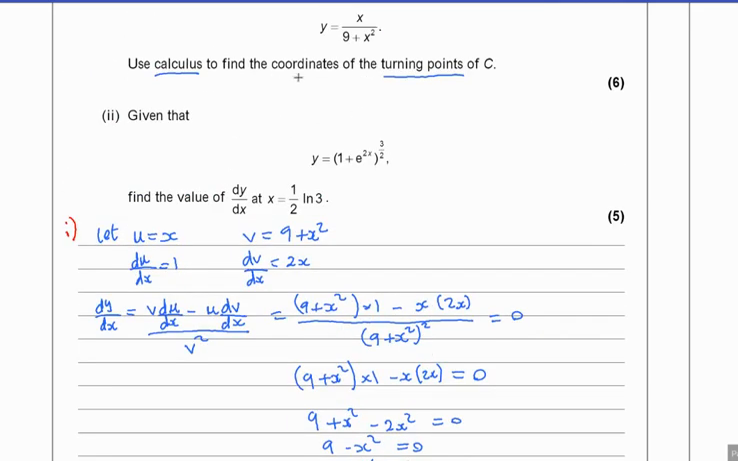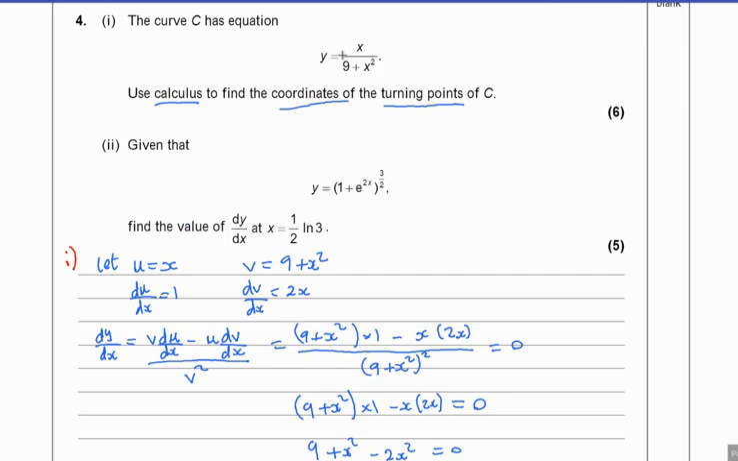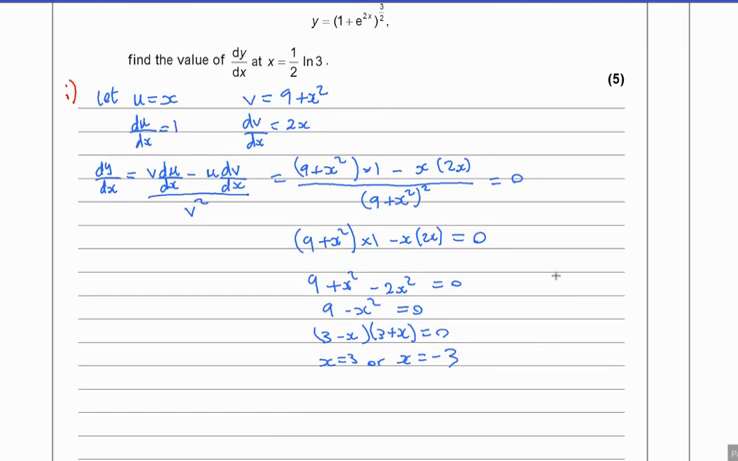And then the question says coordinates, so we need to also work out the y coordinates. And we know that y is equal to x over 9 plus x squared. So that means that y would equal 3 over 9 plus 3 squared. So 3 squared is 9, 9 plus 9 is 18, 3 over 18, or 1 over 6. And then here we have minus 3 over 9 plus minus 3 squared, which is again 9, so it's minus 3 over 18, which is minus a sixth. So our coordinates are 3, a sixth, and minus 3, minus a sixth.